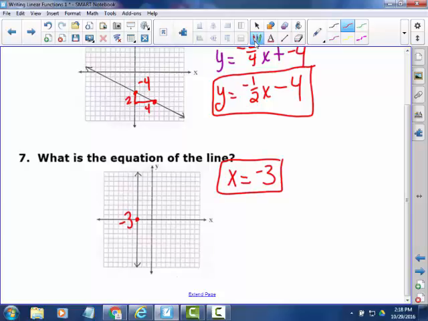All right, now you need to complete the Writing Linear Functions 1 worksheet.